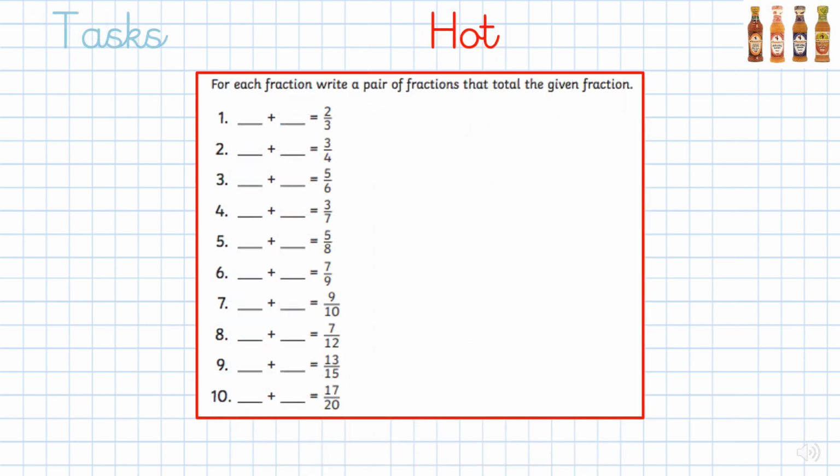This is the hot task for today. This does involve you using your problem solving skills because for each fraction that you've been given, you need to write a pair of fractions that total the given fraction. For example, number 1, the answer is 2/3. So you need to add together two fractions which make 2/3.